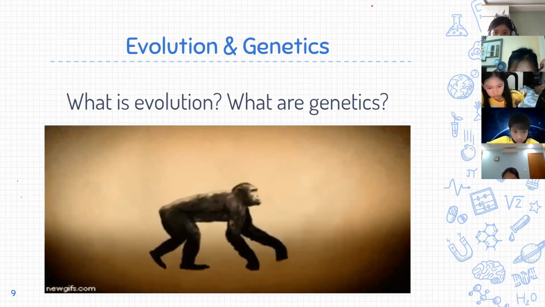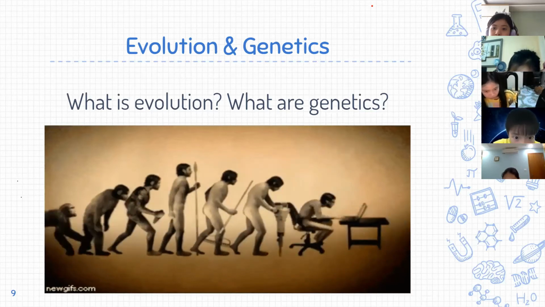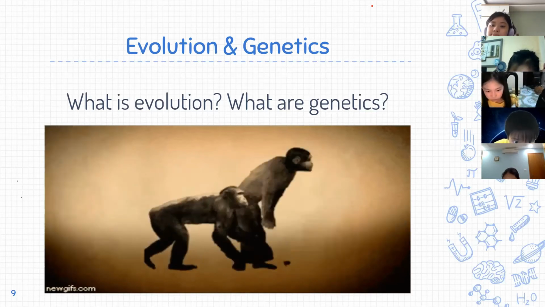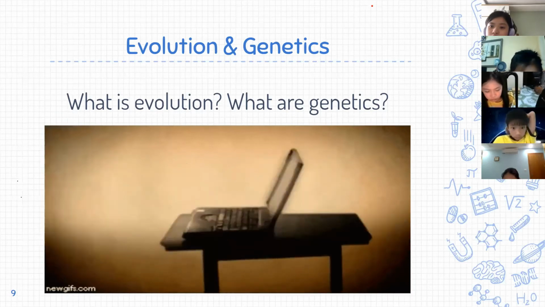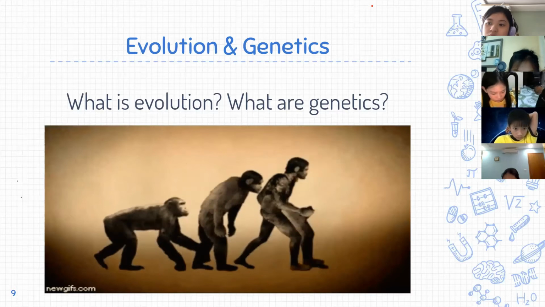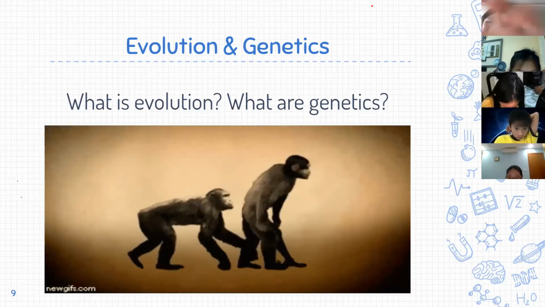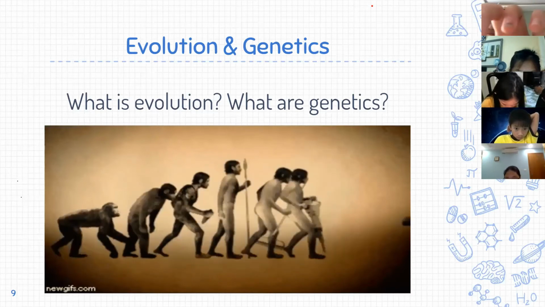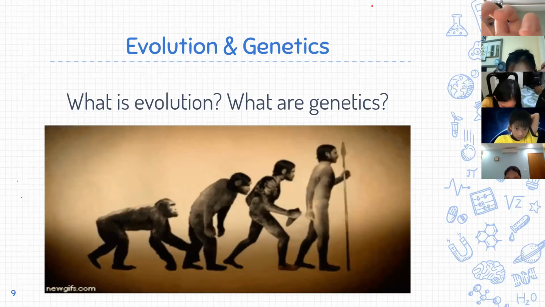So what happens is that if there are only fast cheetahs and fast deer, when a fast cheetah and a fast cheetah have a baby, they have a fast cheetah baby. They don't have a slow cheetah baby, right? When you've got a fast deer and a fast deer, and they have a baby, well, then they have a fast deer baby.